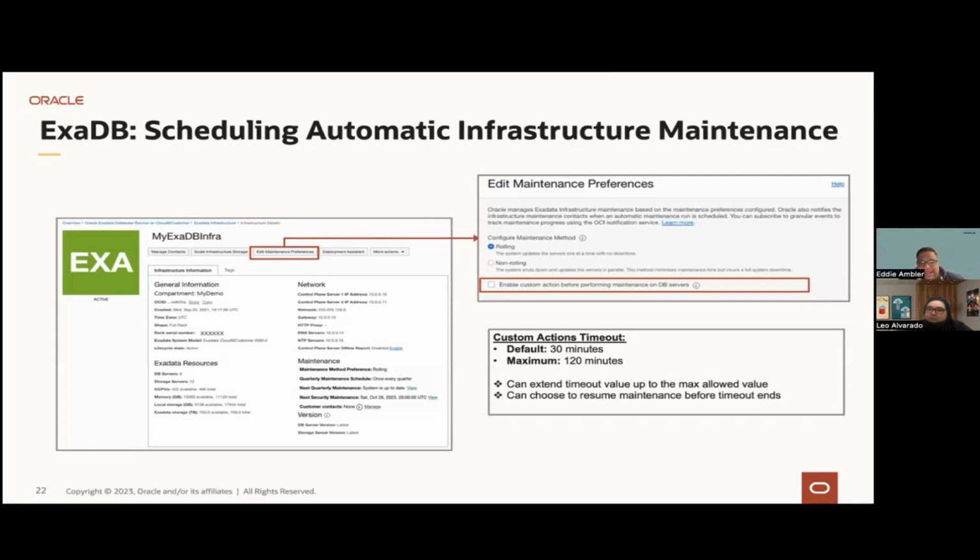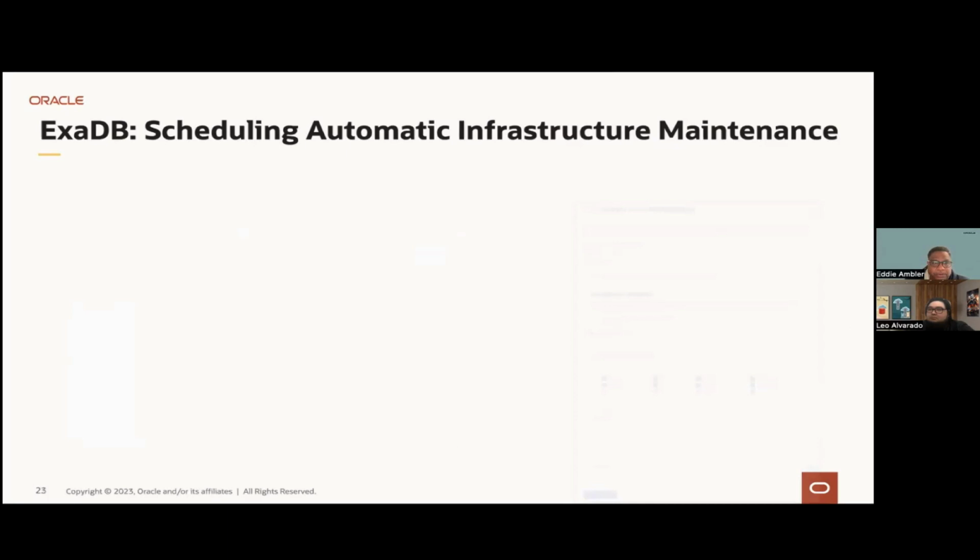Okay, you can extend the timeout. Let's say you picked 30 minutes to start with and you decided, hey, you know what? It's taking me a little longer. I need another 30 minutes. You can actually extend the time while you're working. And vice versa. If you finish early, let's say you set your timeout to 2 hours and you finish your custom actions in an hour, then you can simply choose to resume the maintenance and the infrastructure maintenance will resume.